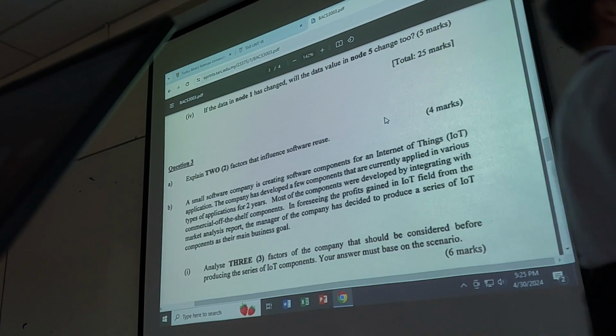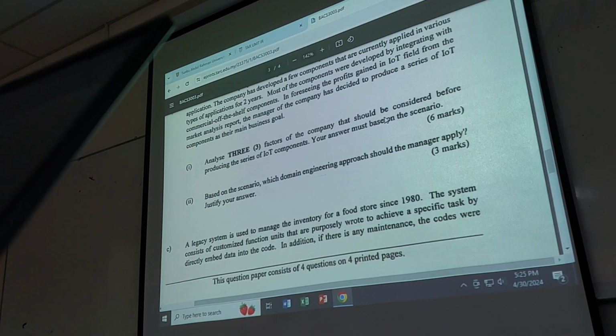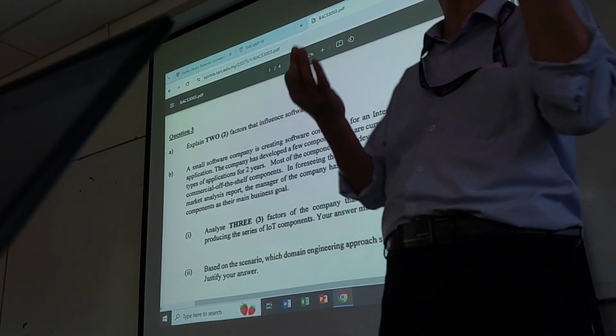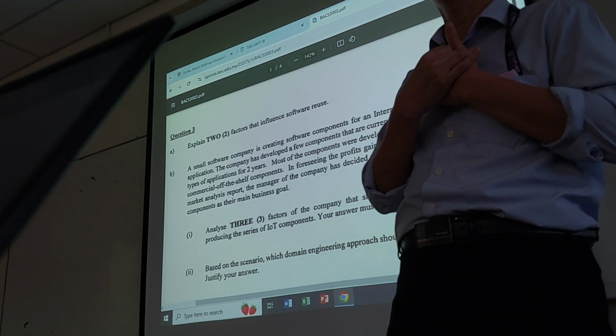Now, continue. Number 2. Actually, I want to amend a bit. Based on the scenario, which domain engineering approach, change to which reuse model should the manager apply? Which reuse model should the manager apply? Either proactive, reactive, or extractive. Which one?